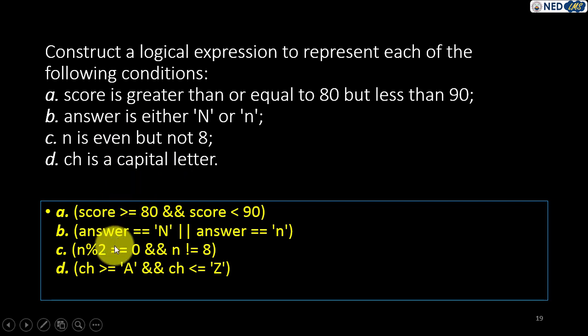CH is a capital letter. So I think you can take the ASCII value of A, 65, and Z is, I think, 97. I don't remember correctly, you have to take a look. Or you can compare this CH variable is greater than or equal to A and less than or equal to Z. Obviously behind the scene it will be comparing the integer values of these characters. So we can compare that CH is greater than or equal to A, I mean A is included, and less than or equal to Z at the same time.